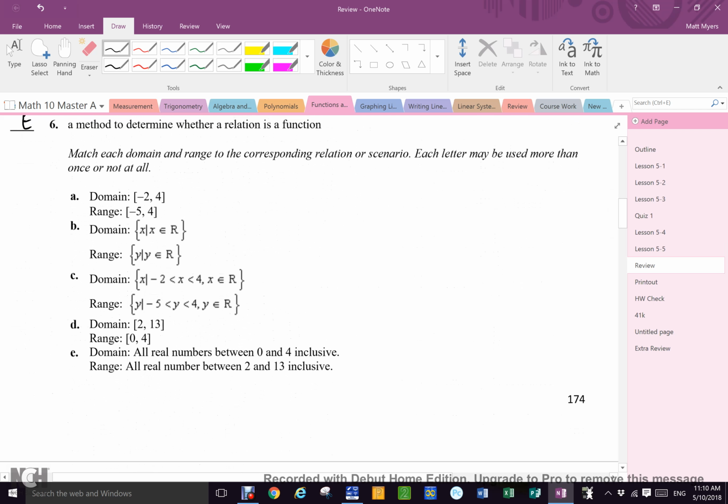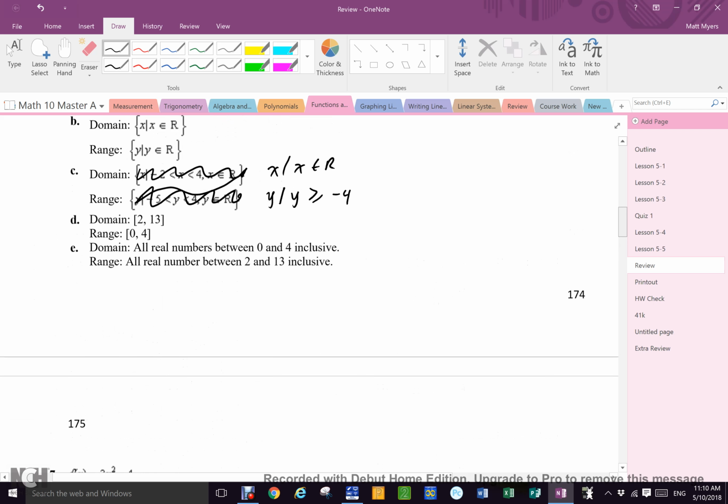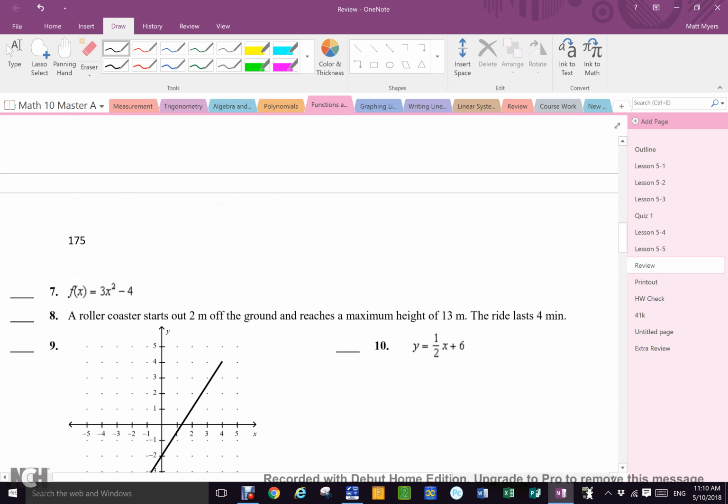Now this gets a little tricky because remember I changed this. What did I change it to? I don't remember now. X is a set of all reals, and Y has to be greater than or equal to negative 4. So, first one, what is it? C. It is indeed C.